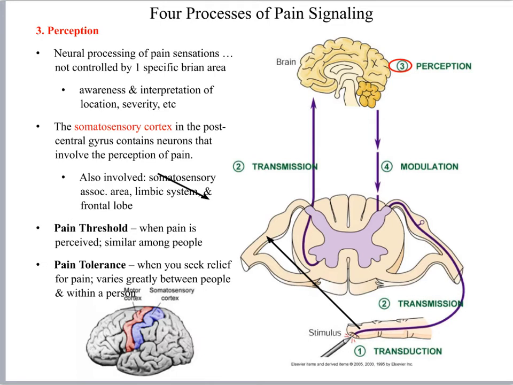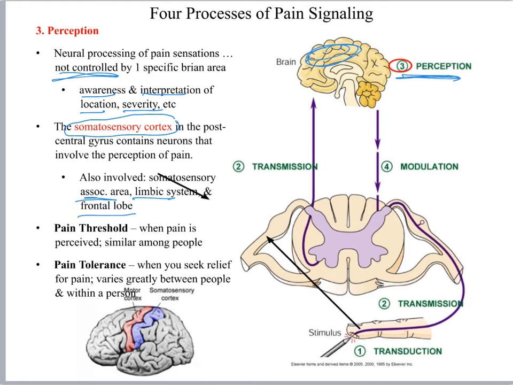And perception is where you're going to get up to the brain here. So we've got this labeled here. And you're going to be processing the sensations. And it's not controlled by one specific area. But it is where you become aware of it, you interpret it, figure out where it's located, the severity. And this is going to be primarily done up in the somatosensory cortex of your postcentral gyrus. Okay? But there are other areas involved, like the association area, the limbic system, the frontal lobe. Okay, so there's a lot of different things.